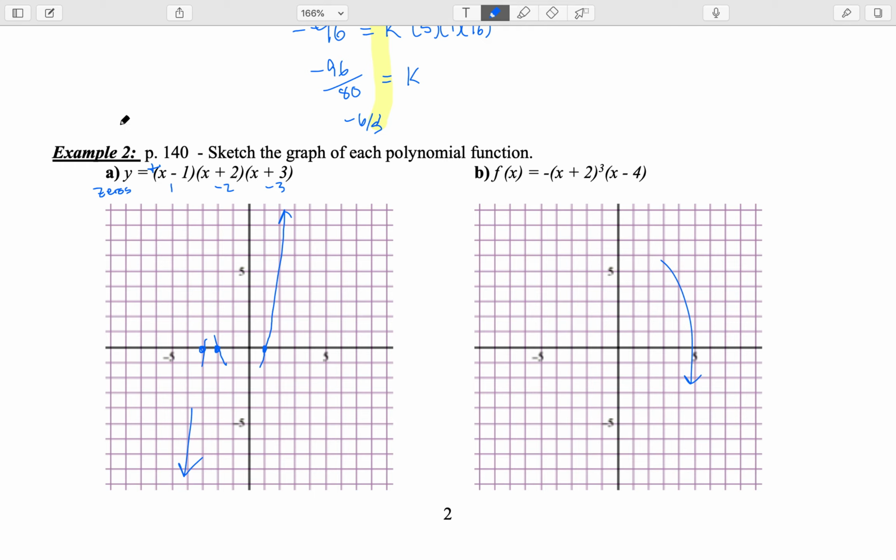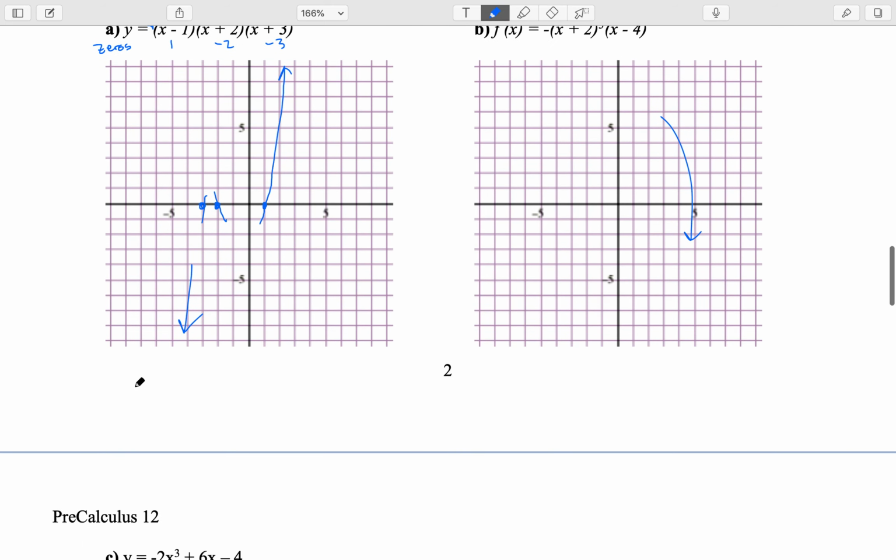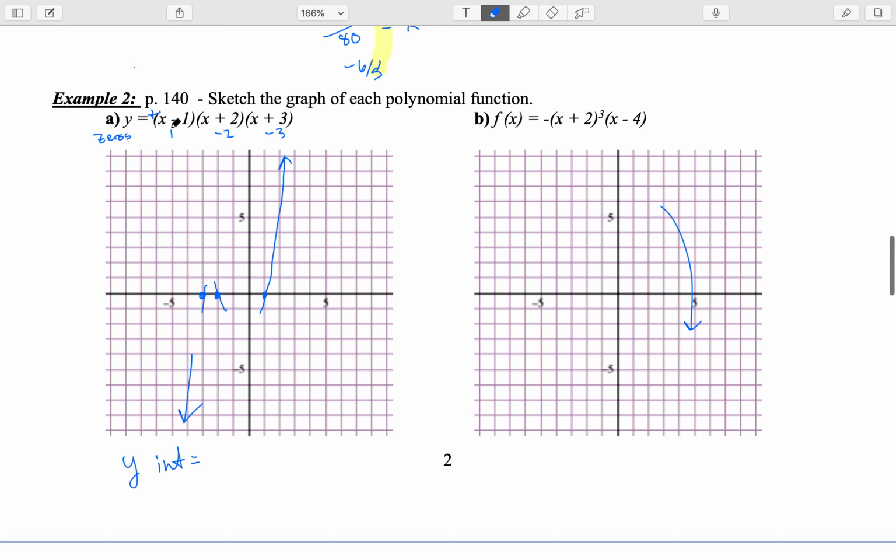What is the y-intercept for this one? I should do this down below because I'm running out of room. What is the y-intercept? In other words, when the x value is 0, plug in 0. I'm going to get 3 times 2 times negative 1. The y-intercept is negative 6. So I do know it hits here at negative 6. So I do know that point. Okay, so now it's a matter of let's just connect the dots.